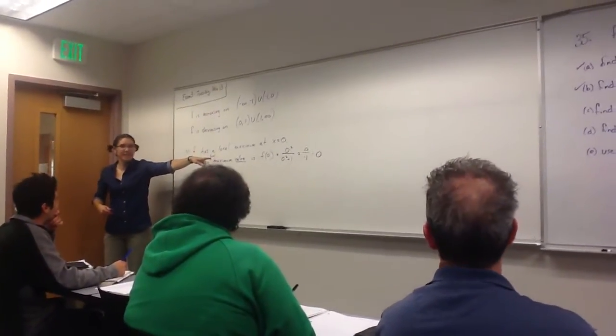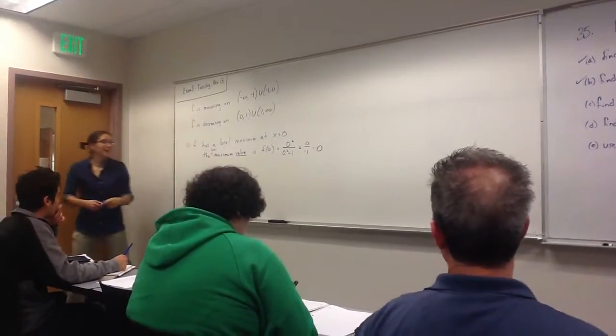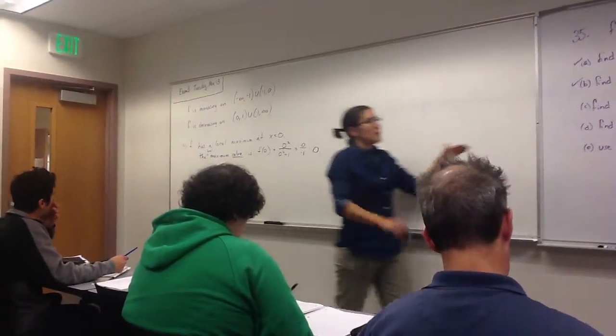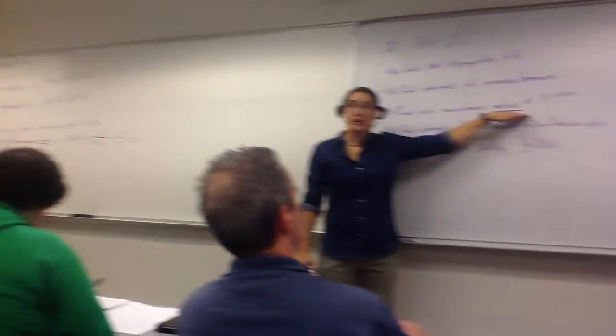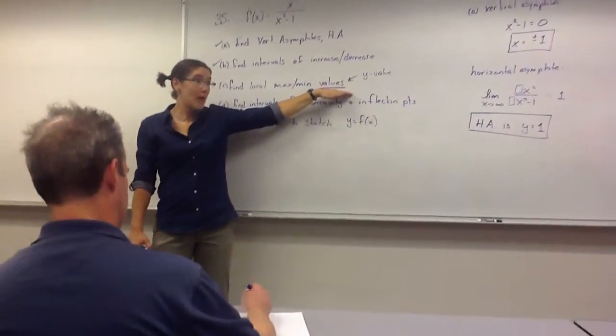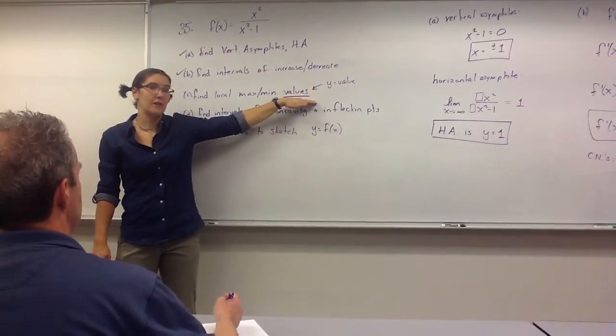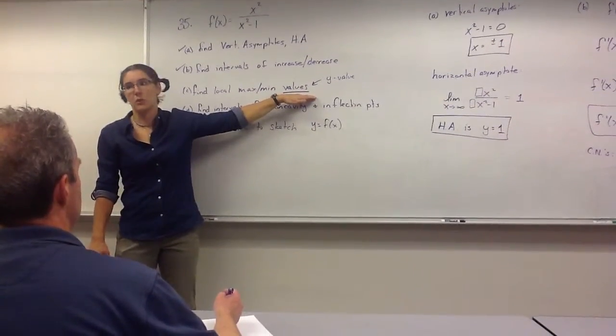Okay, so this is part C. And the key on part C is find the local maximum and minimum values. If we were asking where the maximums and minimums were located, we would just need the x value. But because we're after the values, we need the y value as well.